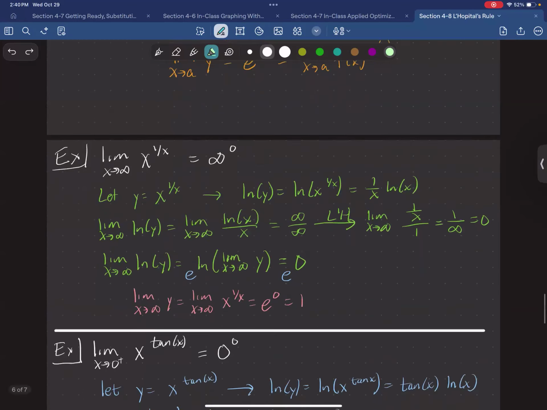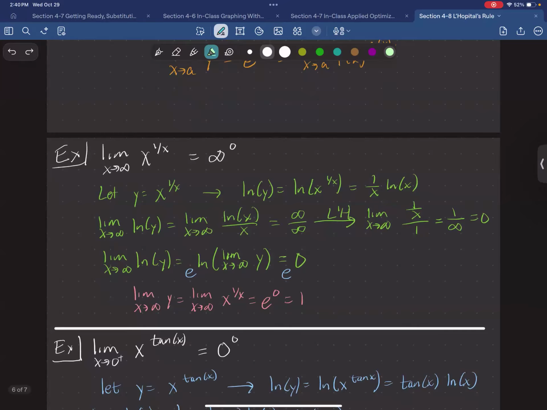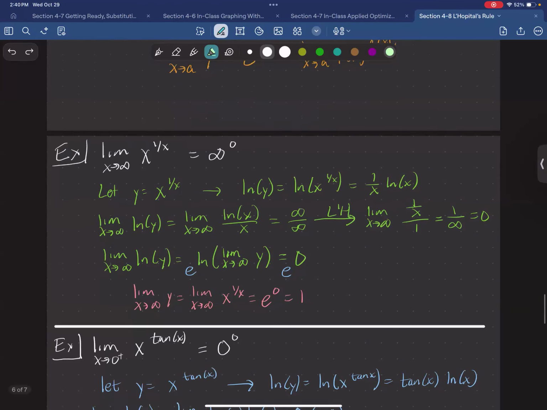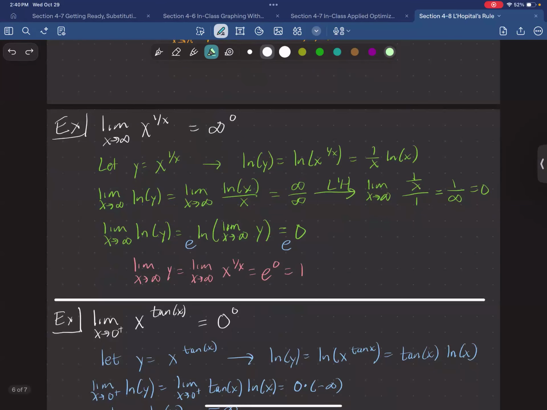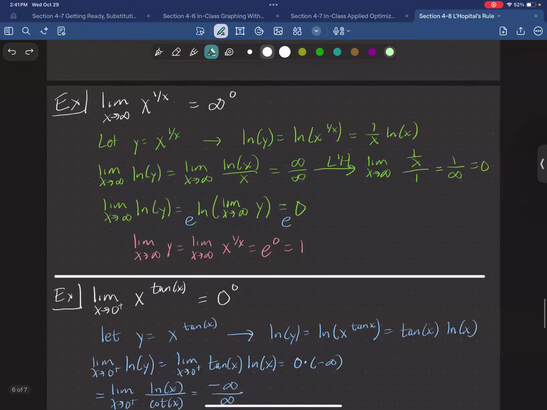All right, I will assume you did. I'm going to let y equal x to the tangent x so that I can take natural log of both sides and bring tangent x down. We're going to do the limit of both things. We get 0 times negative infinity. That is L'Hopital applicable.